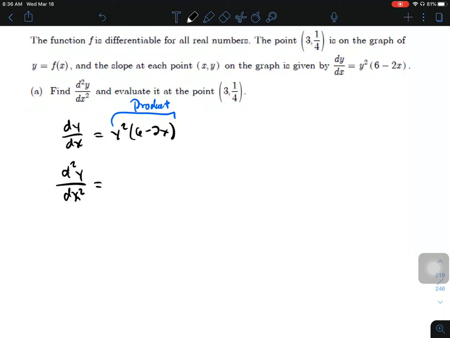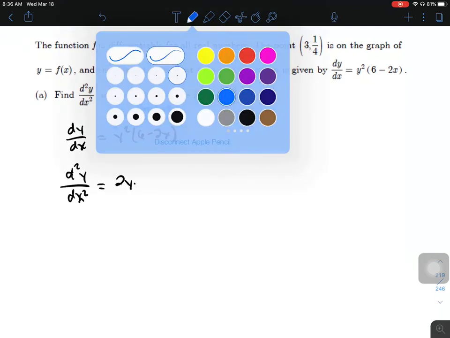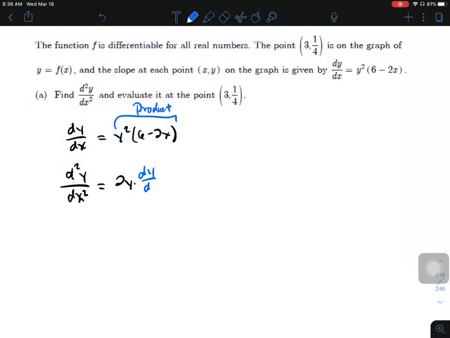So the product rule. Take the derivative of the first. The derivative of y squared is 2y. It's with respect to x, so we have a dy over dx times the second function. So just for emphasis, this is the derivative of y squared, first function, this is the second function.